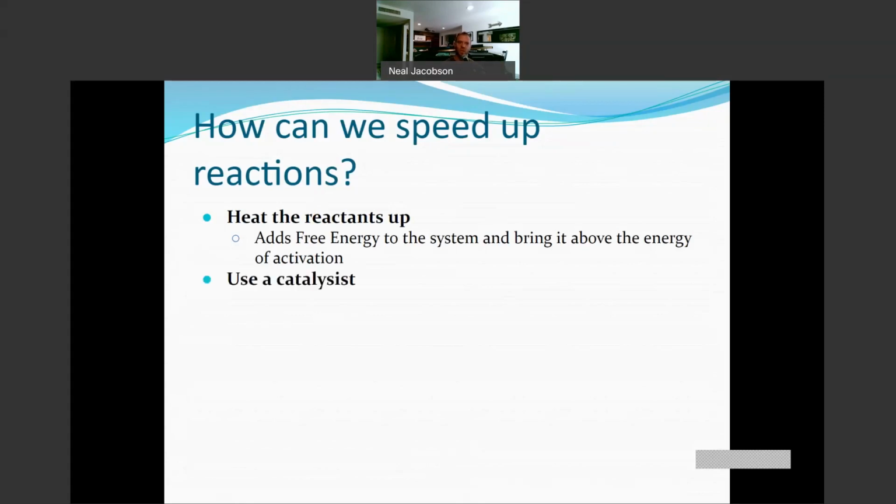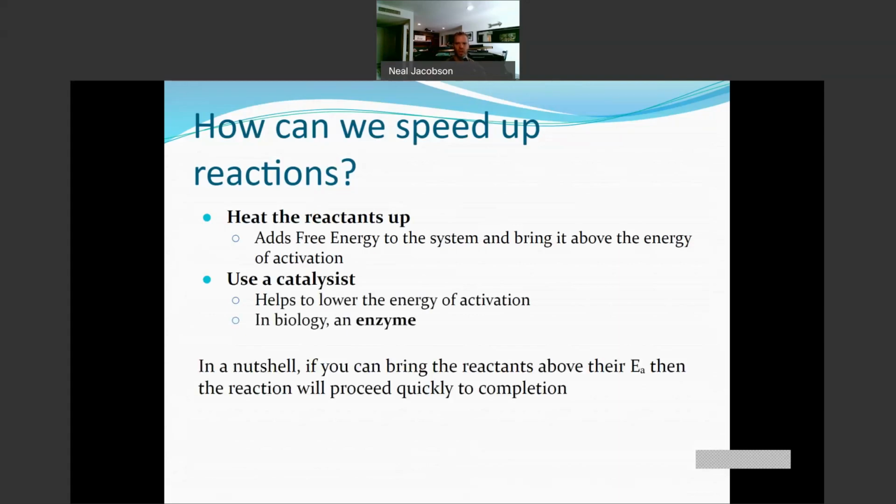You can also use a catalyst. A catalyst in general, like an enzyme, helps to lower that energy of activation, that threshold. We call that an enzyme in biology. So two things. If you can bring the reactants above their energy of activation, and notice sometimes they write it as a lowercase a or an uppercase A, it means the same thing, energy of activation. If you bring the reactants above that threshold, then the reaction will proceed quickly to completion.